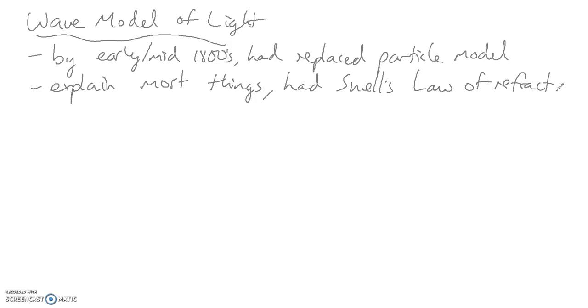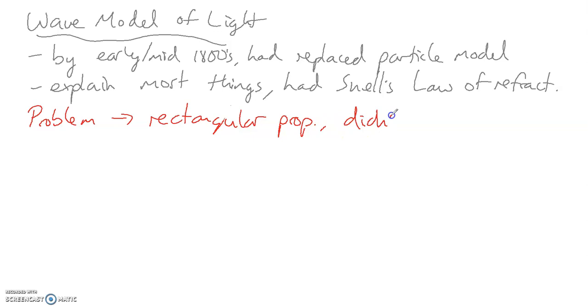But there was one thing, well, there's a couple things, but one of the problems they had was the rectangular propagation of light. When it went through an opening, why didn't it diffract? When waves go through openings, waves spread out. So why is it that when light goes through an opening, it doesn't spread out? Why doesn't it diffract?